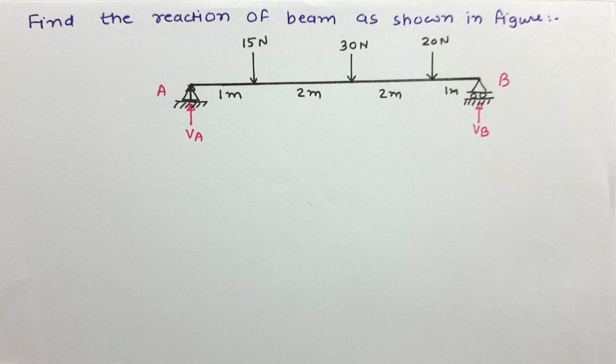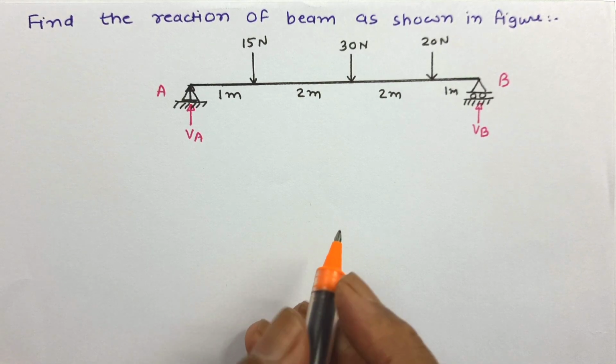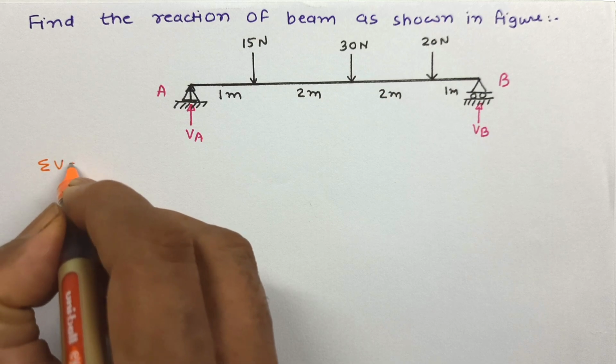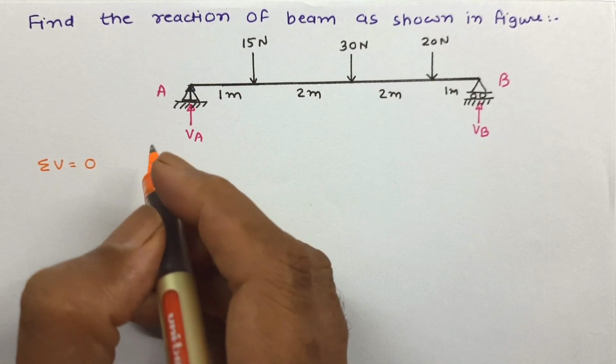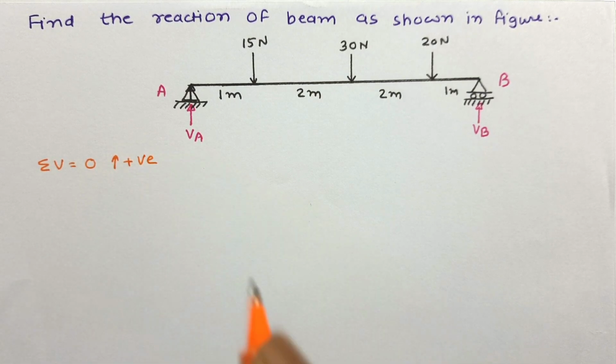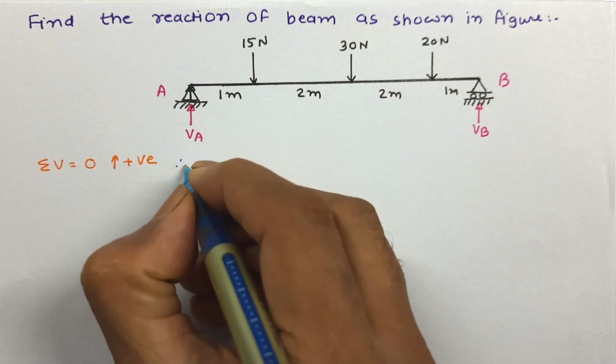So here we have to start with the conditions of equilibrium. The first condition, that is, the algebraic sum of all horizontal forces acting on the beam is 0. It is not applicable because there is no horizontal force in the beam. Let us move to the second equilibrium condition, that is, the algebraic sum of all vertical forces is 0, and we assume that upward force will be positive. So let us apply this condition.